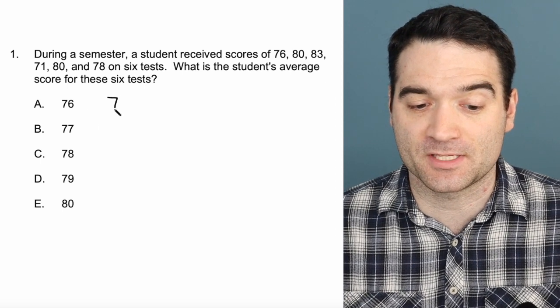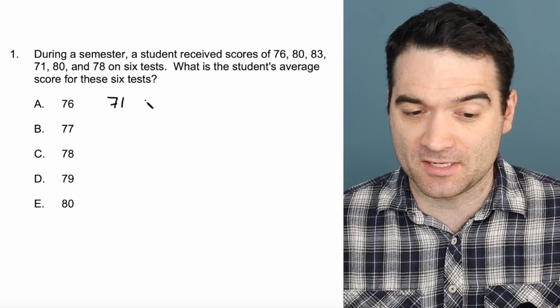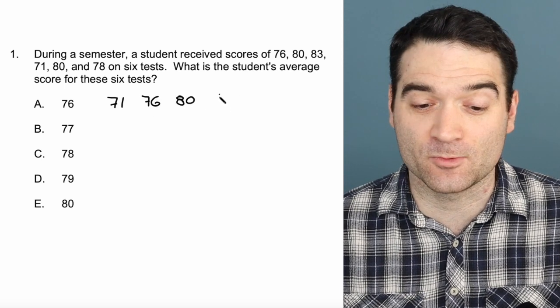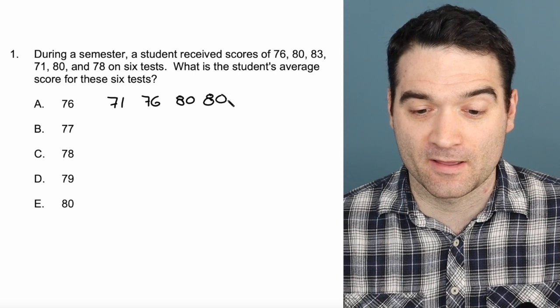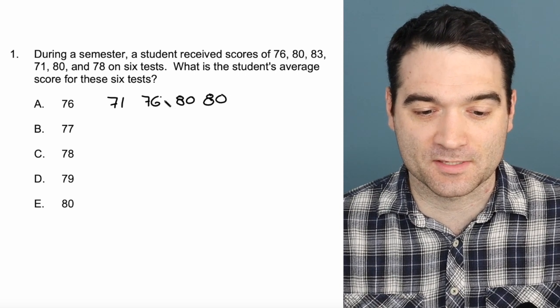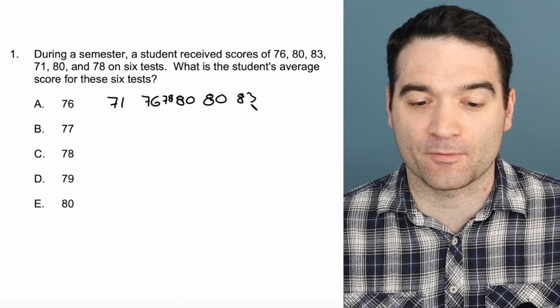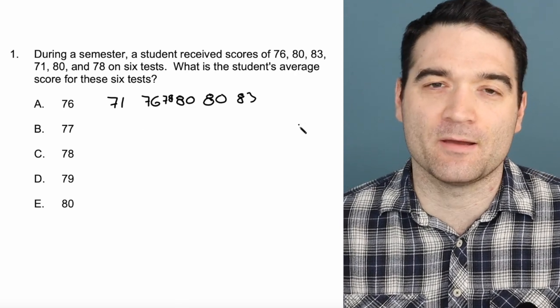So let me start by going 71, 76, 80. I know I draw my 8s weird. Another 80. Did I miss one? Oh yeah, 78 is in there. I'll squeeze that right in there. And then 83. Okay, so these are my numbers.